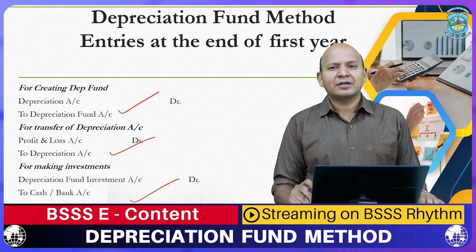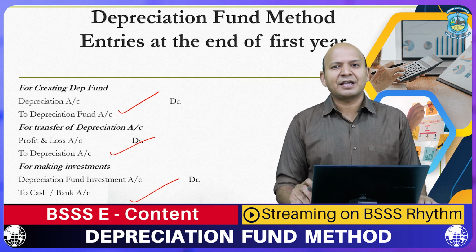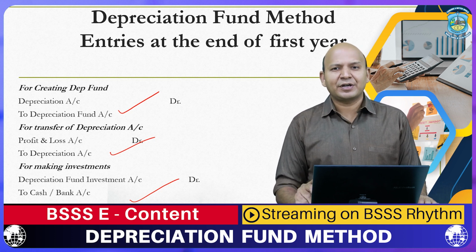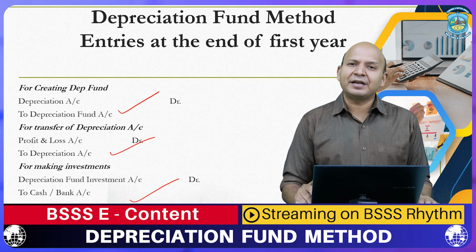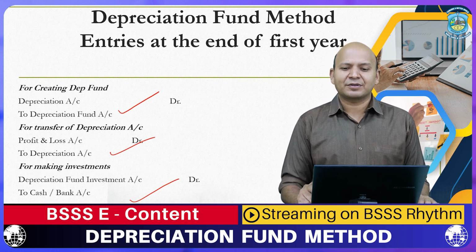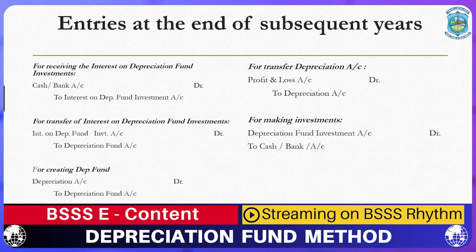As I have mentioned, the amount which is transferred to the depreciation fund is invested in form of securities. Therefore, the last entry in the first year will be depreciation fund investment account debit to bank account. These are the set of entries that we pass in subsequent years. However, entries at the end of the last year will be different.